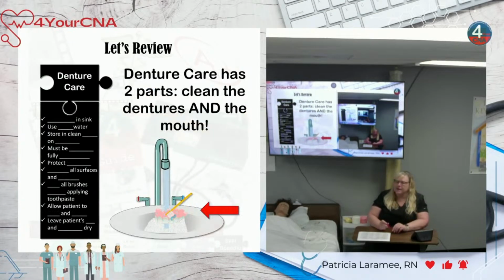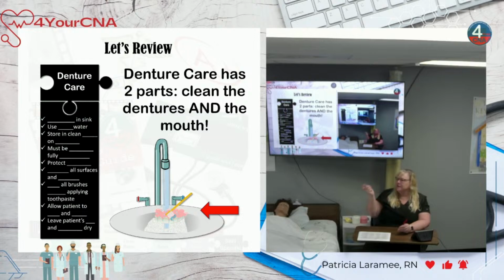Denture care, just like mouth care with an extra step. So with denture care, we're going to clean the dentures at the sink and clean the mouth those dentures came out of. So when we're cleaning the dentures, we want to use cool water. You want to make sure you're keeping the dentures over the sink. Don't set them down in the sink.